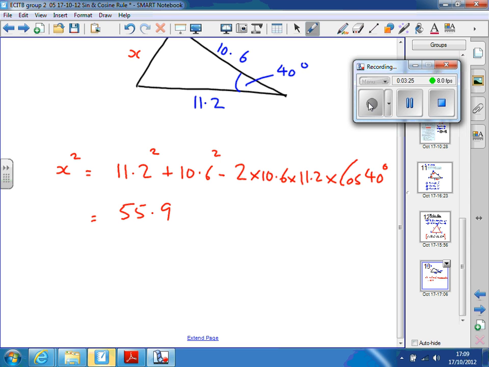now there's one problem with this. What is 55.9 telling us? Yes, it's telling us x squared. So a very common error is to forget to do what? Square root it. So x is actually the square root of that, which is 7.47, or 7.5 for two significant figures is probably appropriate. So 7.473.